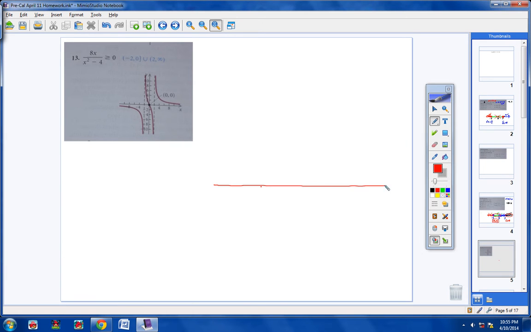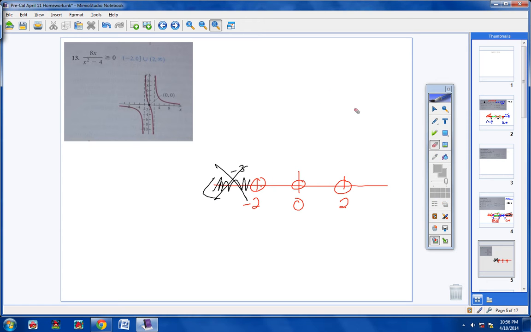So with that in mind, there's really not a lot of work to do, except just substituting values in. So we'll start off with this region over here to the left, and we're going to test -3. Well, 8 times -3 is -24. -3 squared is 9 minus 4 is 5. And -24 over 5 is going to be a negative number, and a negative number is never greater than 0. So we're going to cross that off.